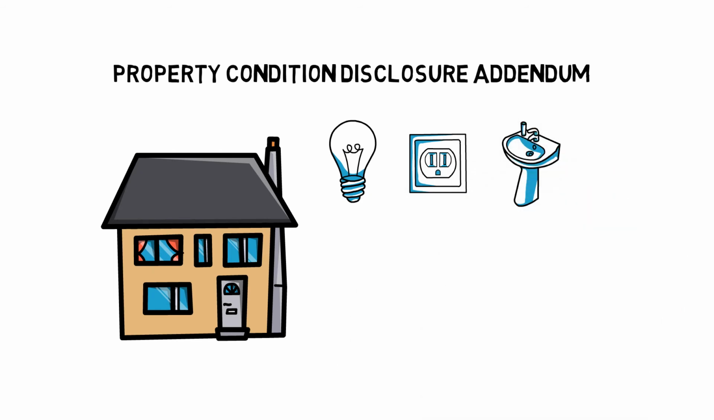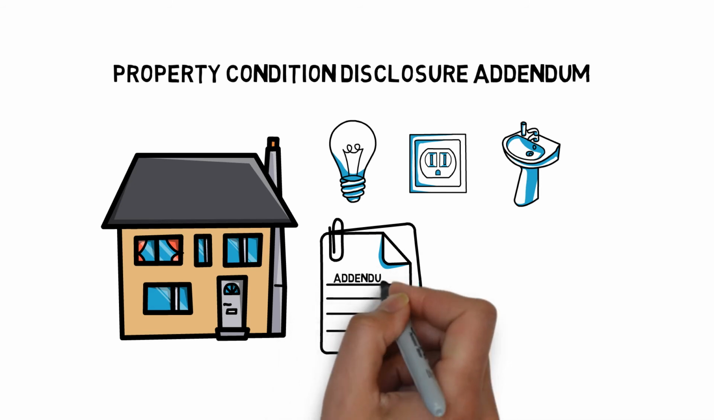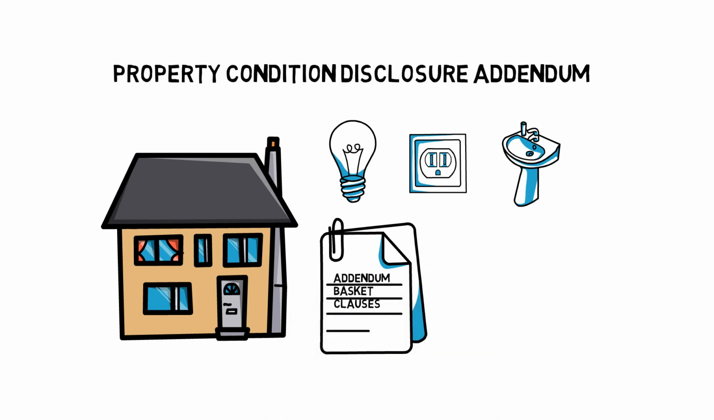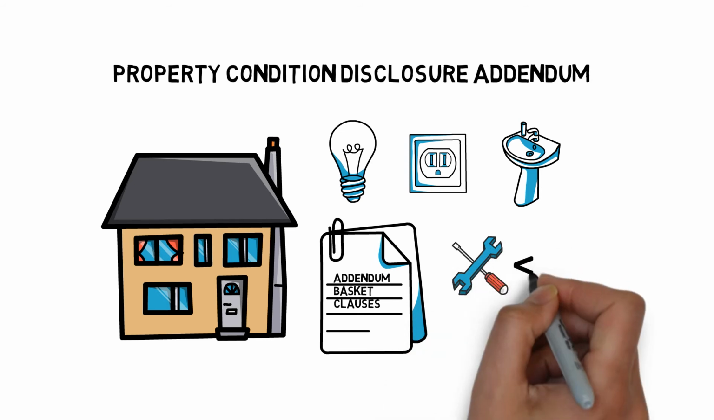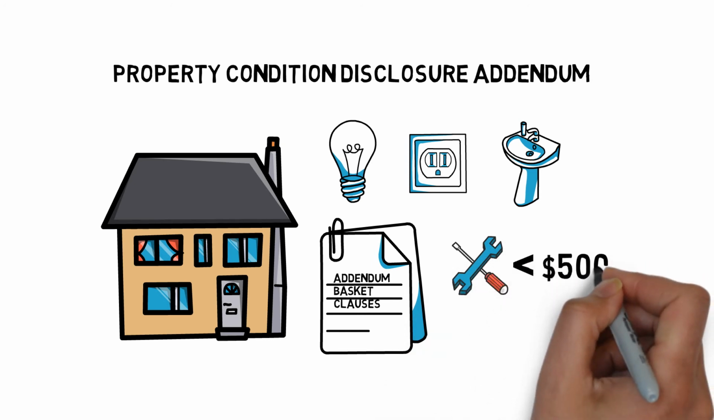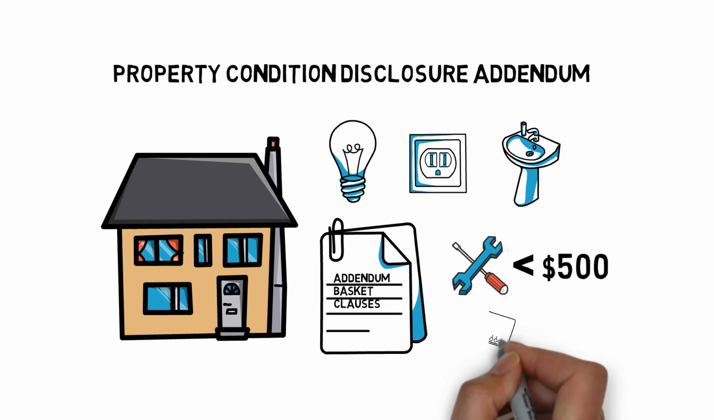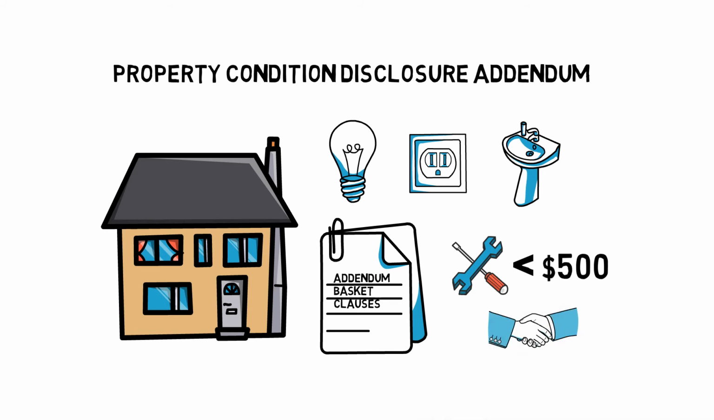For sellers, some basket clauses can be inserted into the addendum to neglect some minor defects. For instance, sellers may set up a maximum repair amount for those defects found during inspections. Any repair cost less than this amount will not result in a cancellation of the original contract.